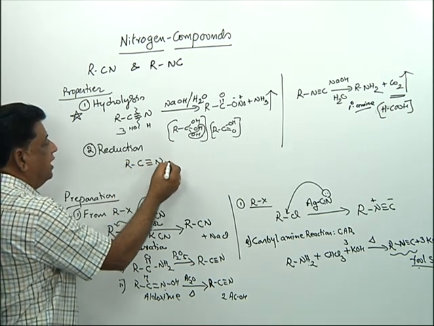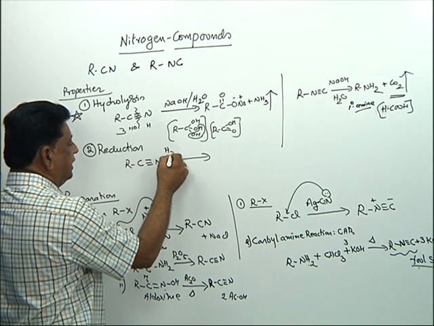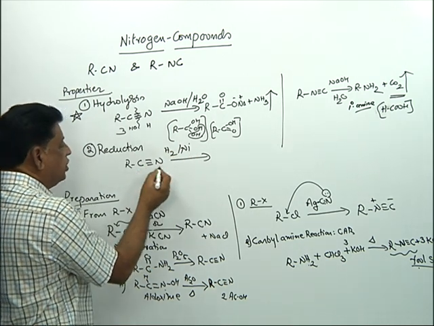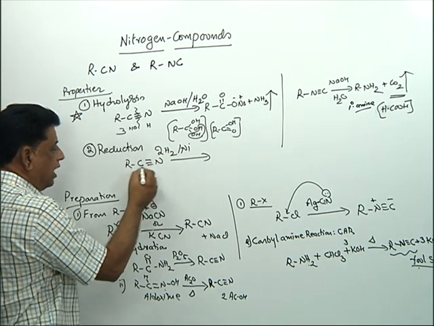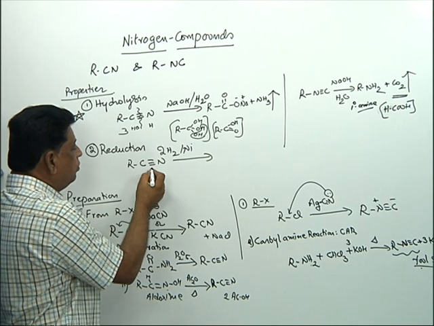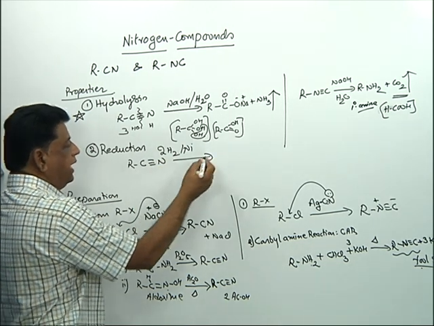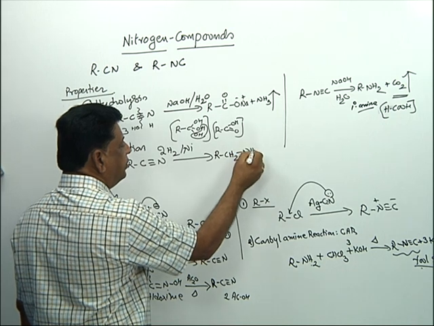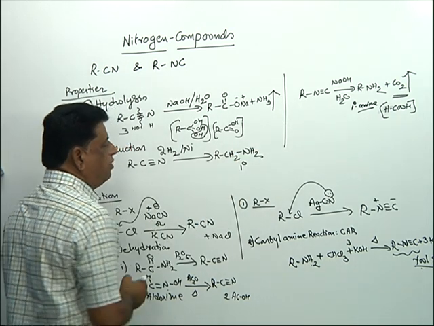Cyanides with hydrogen and nickel. So, the hydrogen is added twice, 2 moles will be added. You can't cut the total molecule, but 2 pi bonds are there, twice you can add hydrogen. So, C will become CH2, N will become NH2. So, 1 degree amines are formed.